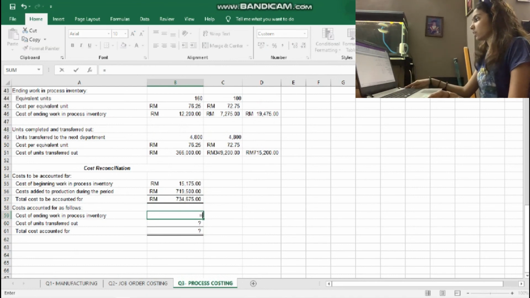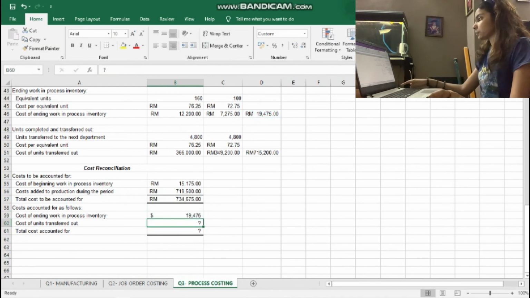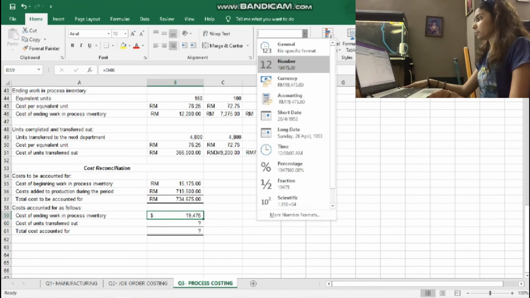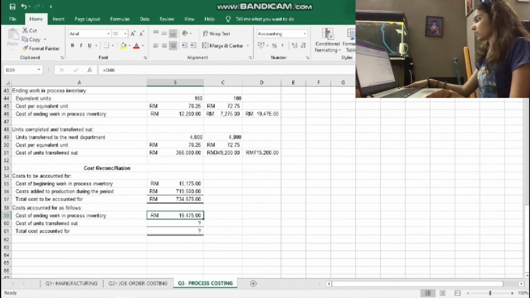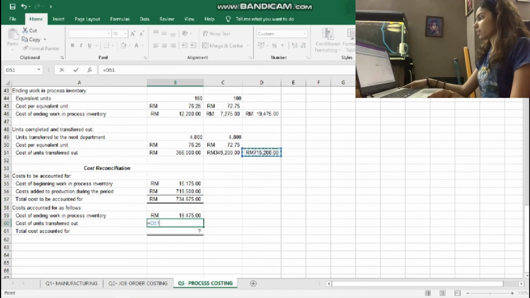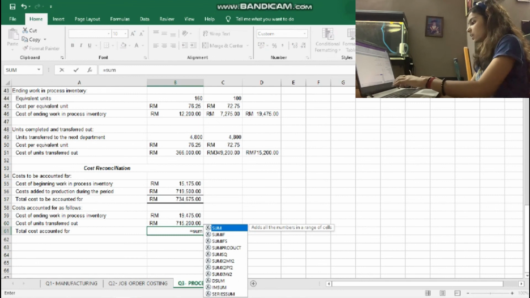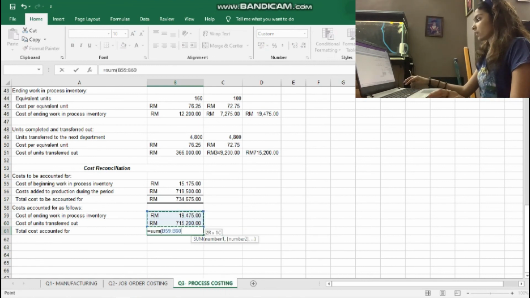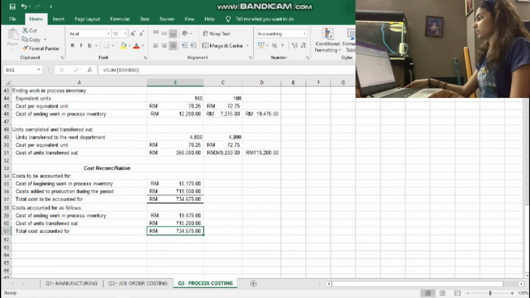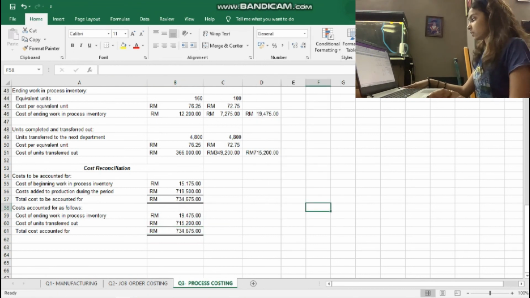Okay, so we'll take the 19,475, and for cost of units transferred out, we have to take 715,200. And lastly, for total cost accounted for, we have to sum up both of this. Sum bracket. So we will get 734,675 ringgit. Okay, so that's it for question number 3.